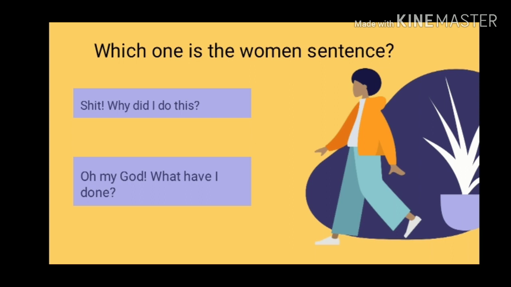So why can it happen? Yes, because in the social we have the stereotype, right? If a lady doesn't speak like a lady should, she would get negative stereotype from people around her. So if women use the first sentence, what will you think about her? Yes, like she's rude, she's impolite, like that.